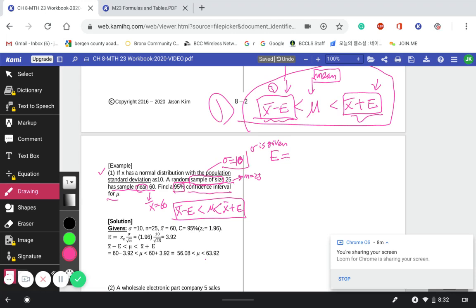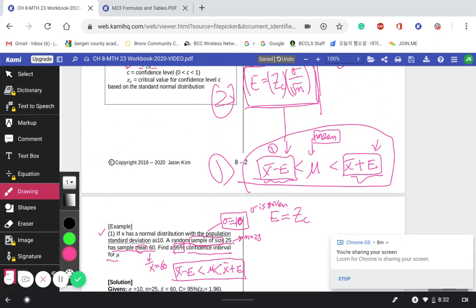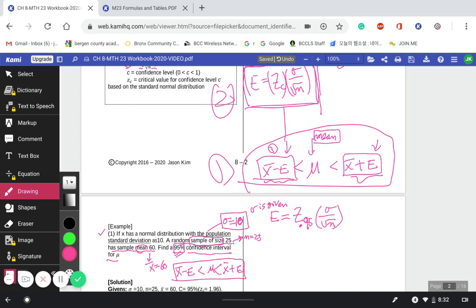So in this case, sigma was 10, right? We are finding the confidence level, in this case 95%, so 0.95. You have to find that critical value and multiply it with sigma divided by square root of n. That's what we are going to do, right?